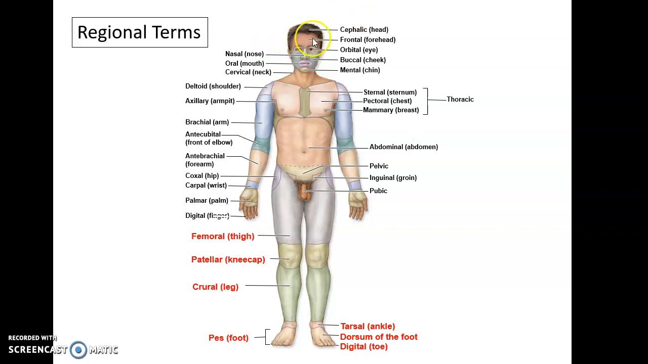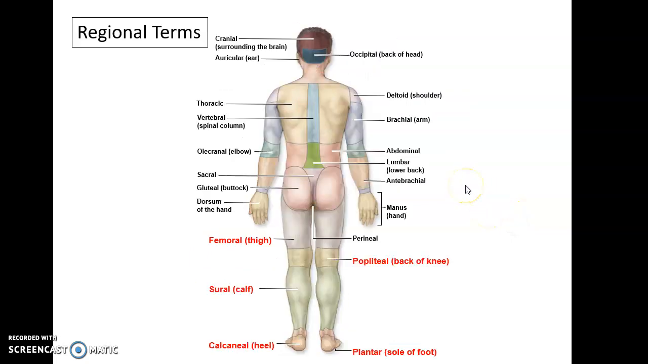So, for instance, we have the frontal region for the forehead, the oral region for the mouth, mental region for the chin, sternal region for where the sternum is, tarsal region for the ankle, and so on and so on. So learn these backwards and forwards. Be able to point to these different regions on your own body and name them. That's the only way you'll be properly prepared.